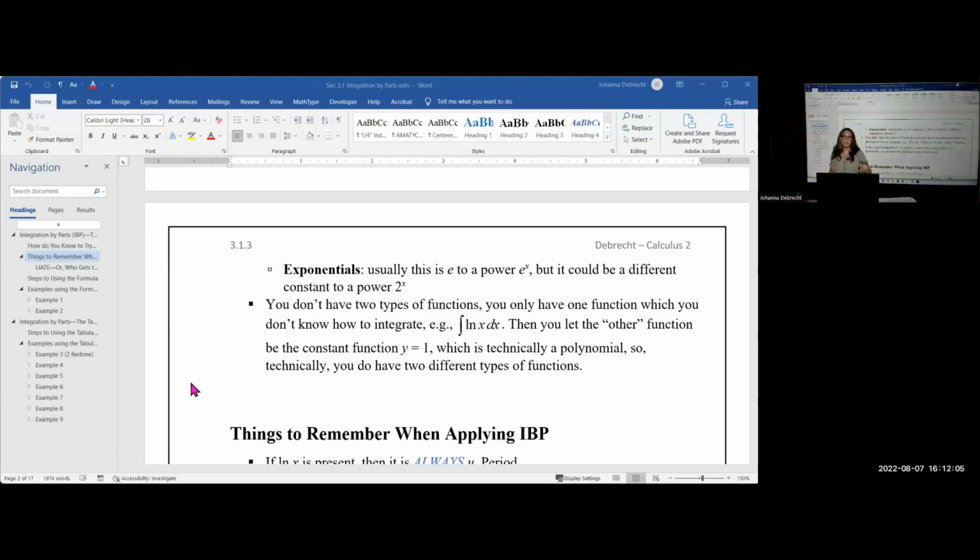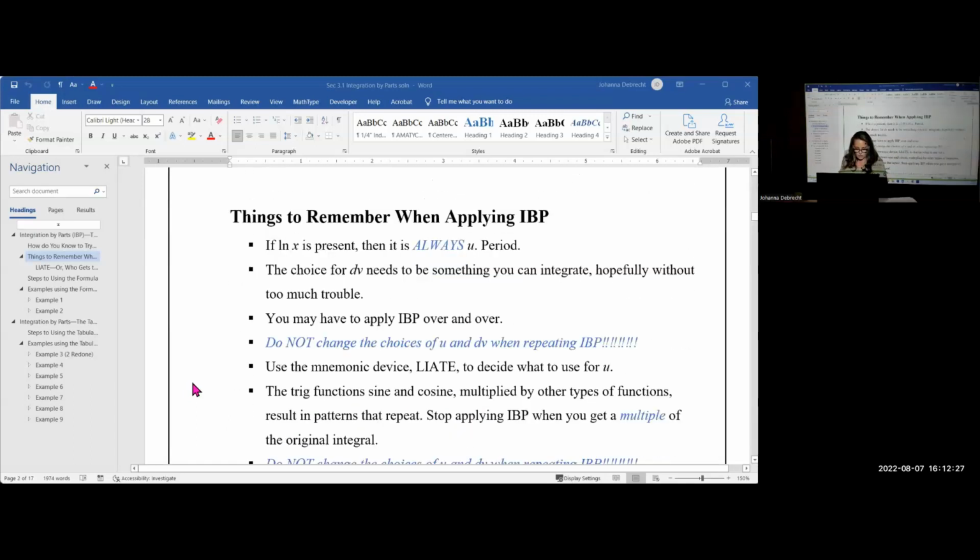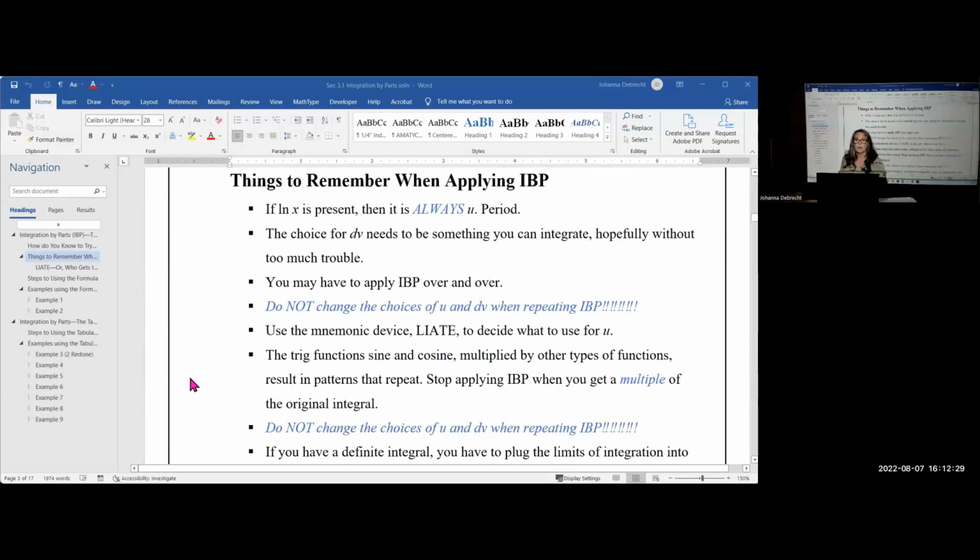You can do the same thing with inverse trig functions by themselves, all right? So that's basically when you know that you need to use integration by parts. You have two fundamentally different types, or you only have one type, but you don't know how to integrate it, and you let the other type be the algebraic function y equal 1, which of course is just a horizontal line.